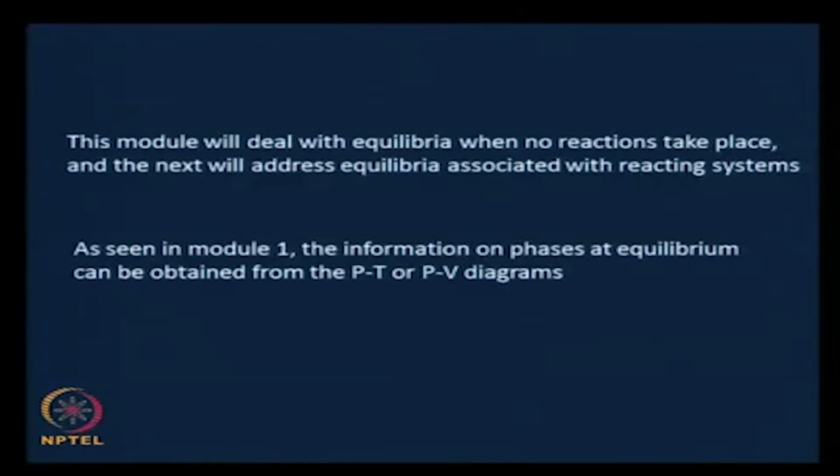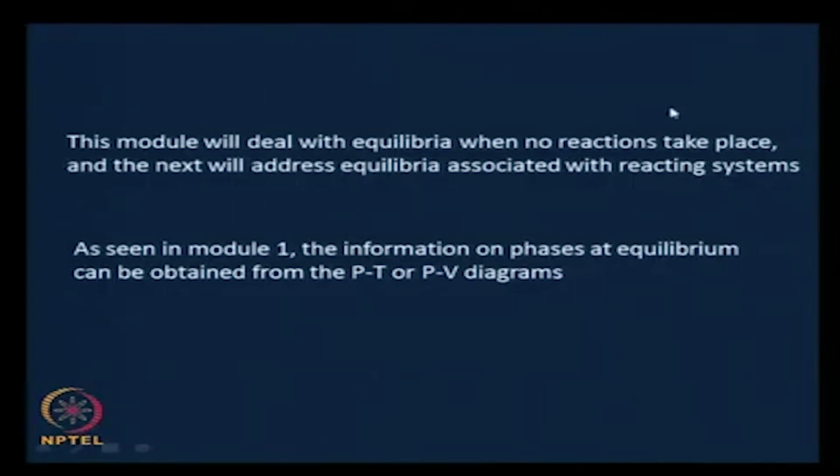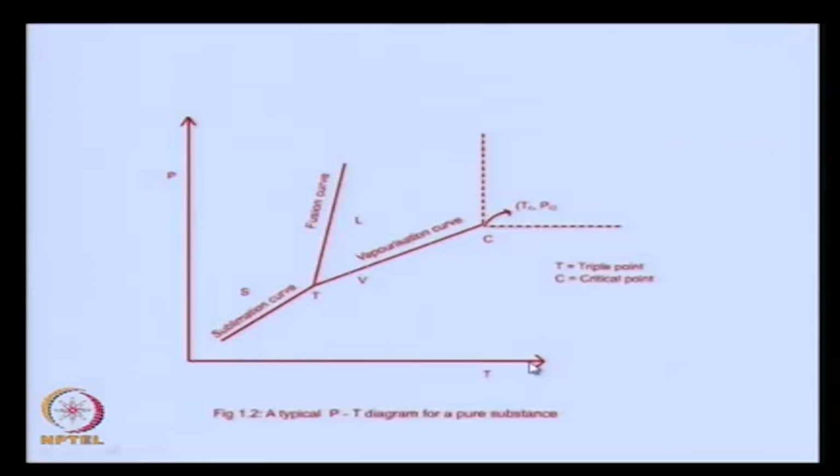Let us go back a little bit to familiarize ourselves or recall whatever we did in module 2, because it becomes necessary here in the context of phase equilibria. We saw in module 1 that the information on phases at equilibrium can be obtained from either the pressure versus temperature diagram or the pressure versus the specific volume diagram. If you recall those figures, we will take a look at them again here. This is the PT diagram, and of course this is only for a pure substance, which means only one type of substance.